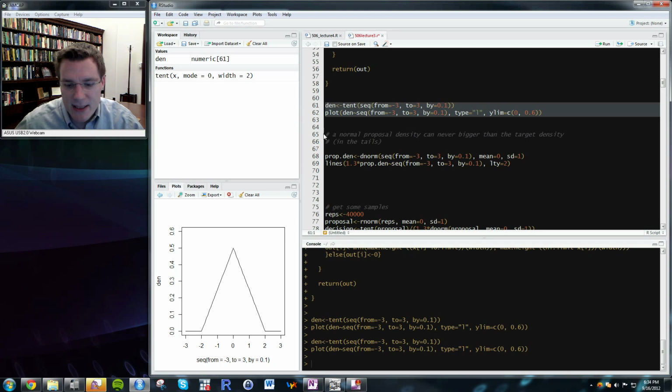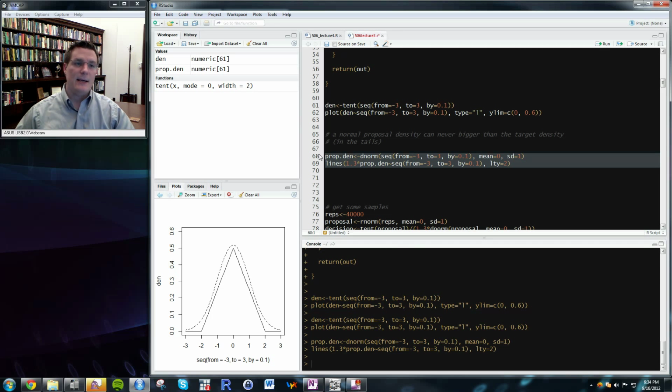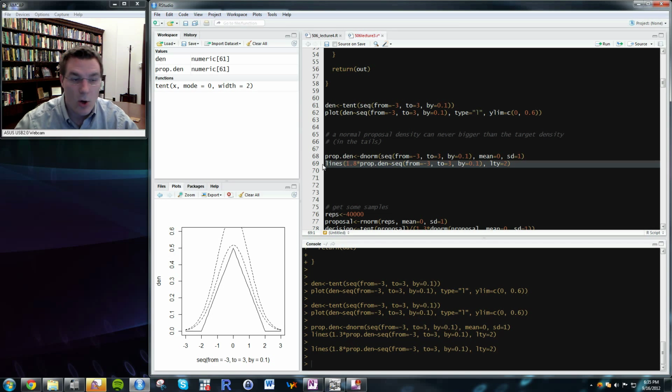So what I'm going to suggest as the proposal density is the normal. And like I've got a note here, a normal proposal density can never be bigger than the target, including in the tails. So in this case, we've got an easy example because the tails of this density actually go to 0. They hit 0 outside of the range. So all we need is a proposal density that sort of covers the target density, the tent density here. And what I've done is I've just multiplied the normal density by 1.3 in order to make it cover that. Now, I could have gone higher. I could have, for example, made it 1.8, and then the normal density covers that all the more.